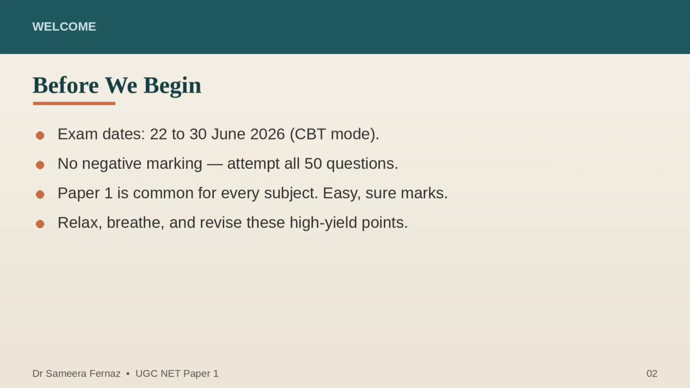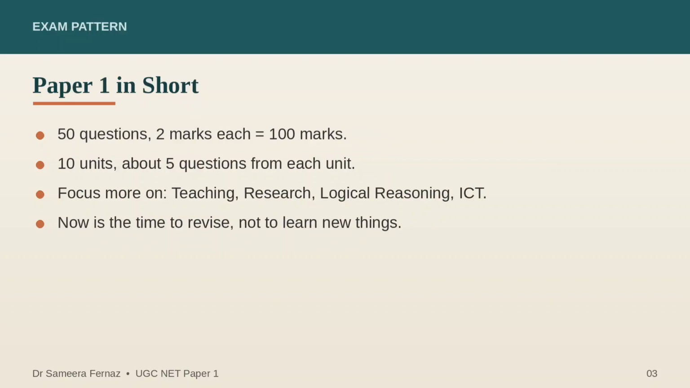First, let us quickly understand the pattern. This is very important. Paper 1 has 50 questions. Each question carries 2 marks. So paper 1 is for 100 marks. Paper 1 and paper 2 are taken together in 3 hours. The 10 units are teaching aptitude, research aptitude, comprehension, communication, mathematical reasoning, logical reasoning, data interpretation, information and communication technology, people development and involvement, and higher education system.